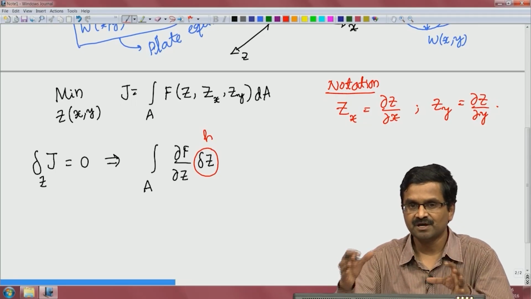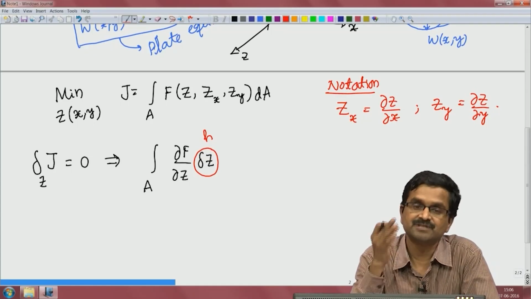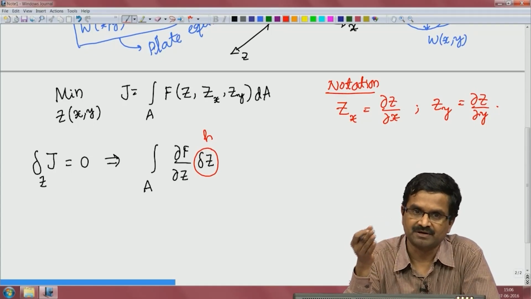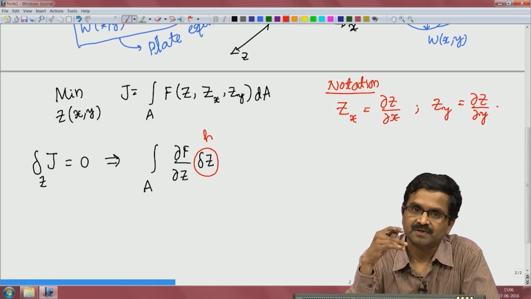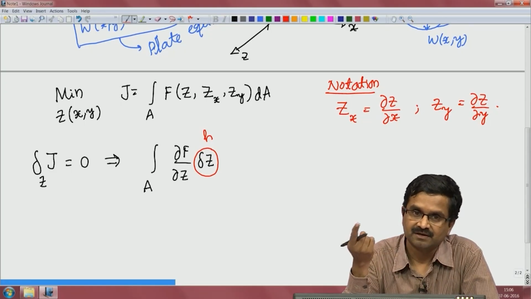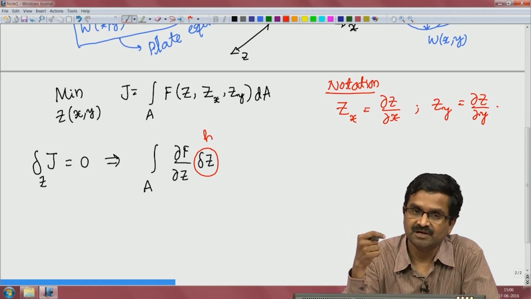So, we have a surface, we perturb the surface a little bit, that perturbation is h. That is how we find something is a local minimum or not, right. So, we perturb the function and then see whether the objective function increases or not. If it increases, then what we have is actually a local minimum.